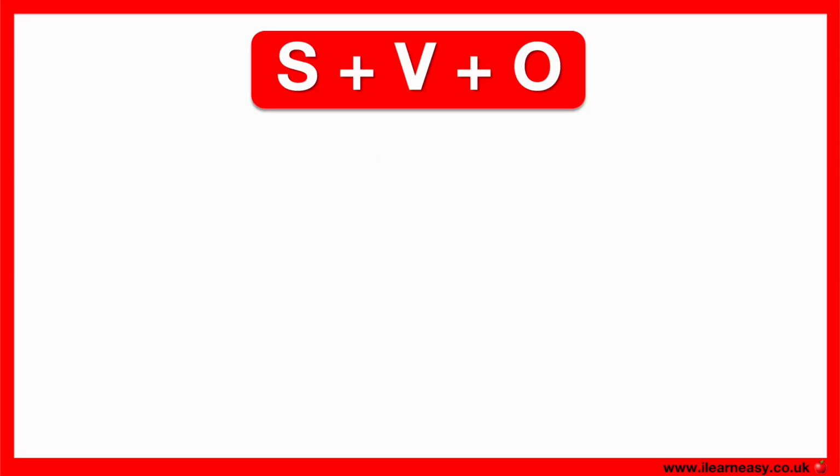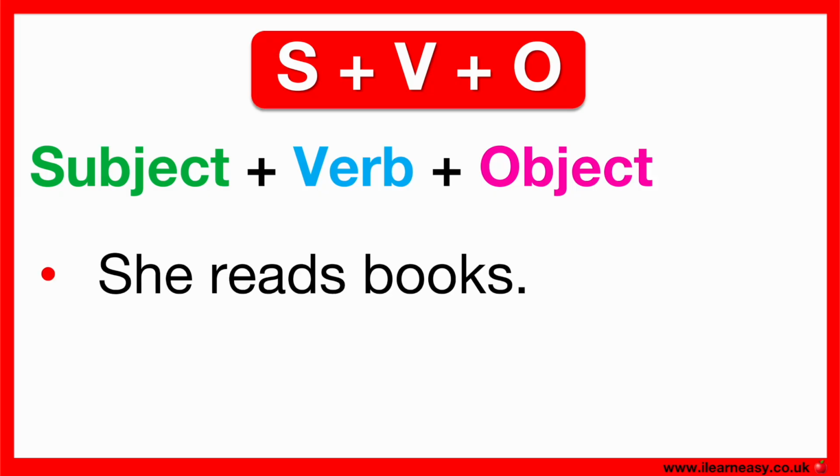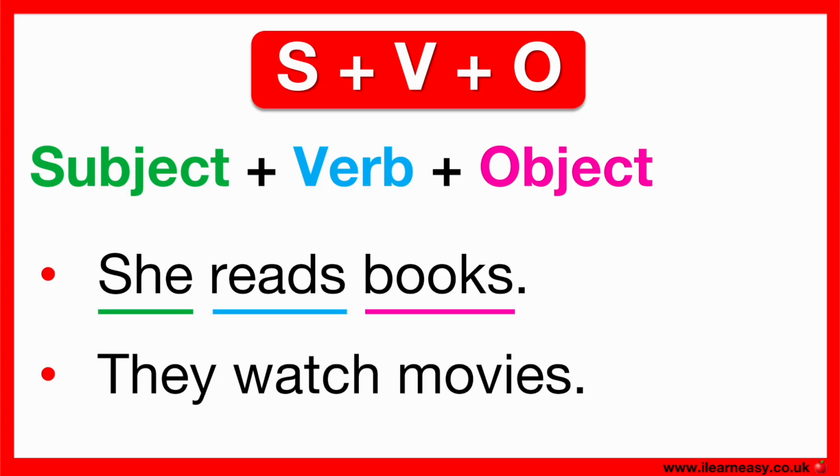Subject, verb, object. This sentence pattern uses a transitive verb, so it needs an object. For example, she reads books. The subject is she, the verb is reads, and the object is books. They watch movies. The subject is they, the verb is watch, and the object is movies.